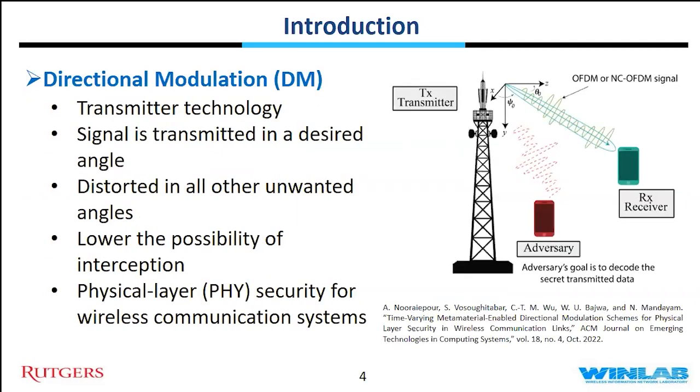Directional modulation, in abbreviation DM, is a transmitter side technology, which means the signal is transmitted in a desired specific angle, while it is distorted in all other unwanted angles. So any eavesdroppers located in other angles will receive a distorted version of the signal and cannot get the information from that. So it can lower the possibility of interception. And the physical layer security can be used in wireless communication systems to provide security.